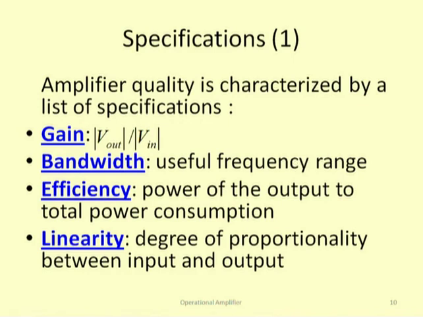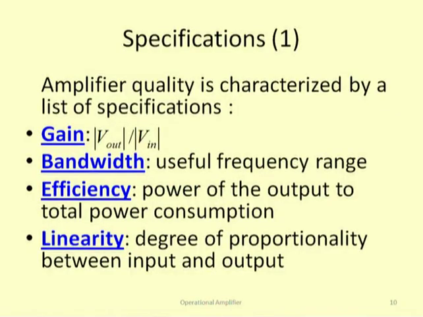Now we'll look at the different parameters with which an amplifier could be characterized. If you take any object in the world, it could be characterized with certain specifications. For example, if you take a vehicle, it could be characterized with the maximum speed which it provides, the mileage which it provides, maybe the carrying capacity, like that. Similarly, an amplifier could be characterized with many specifications.